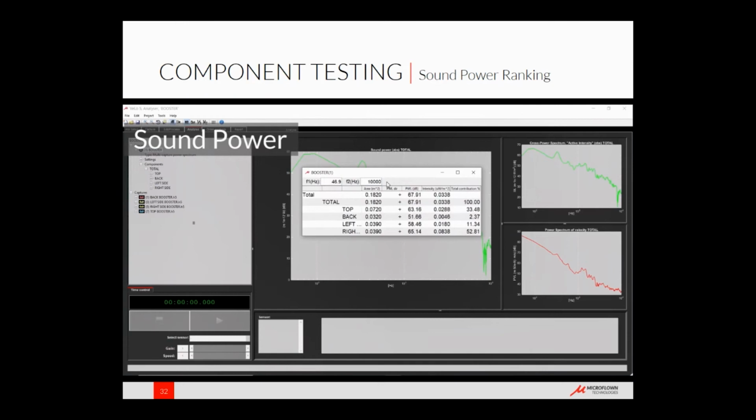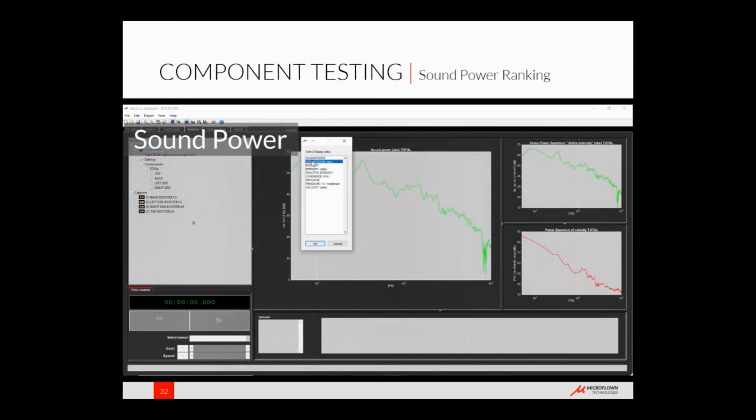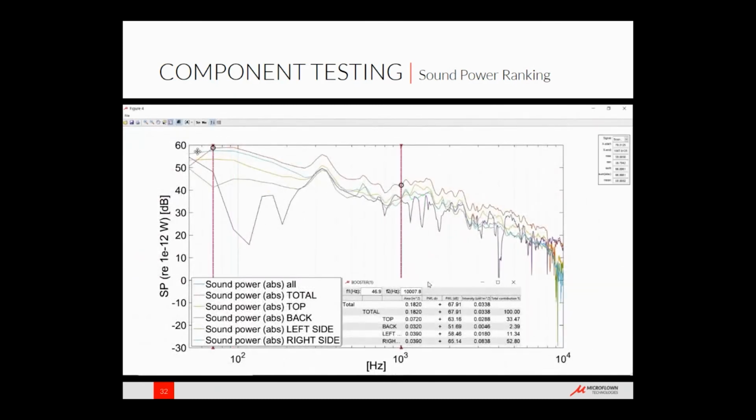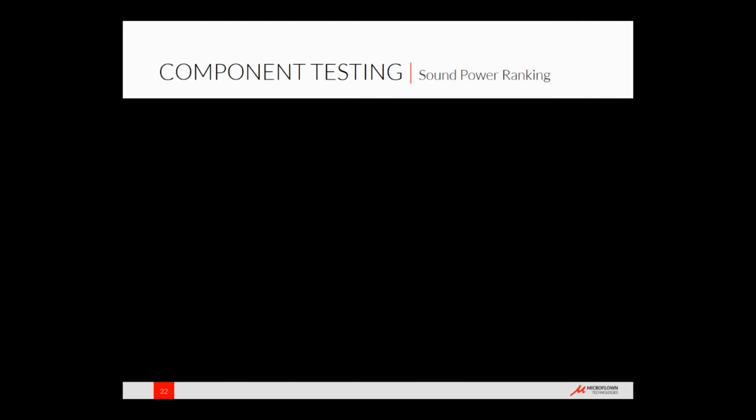Like for example here, we divide the device into several segments that we use. We can easily see here the sound power levels measured as a total, as well as for different sides of the device, and create a fast and easy sound power ranking table, just in a matter of minutes in situ.